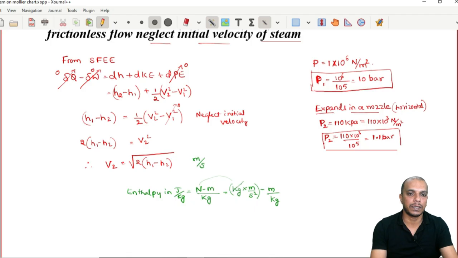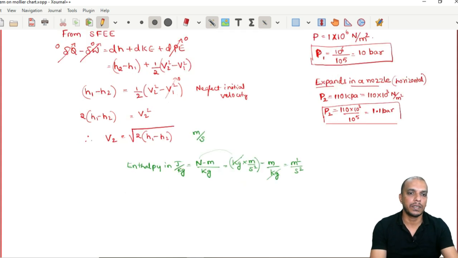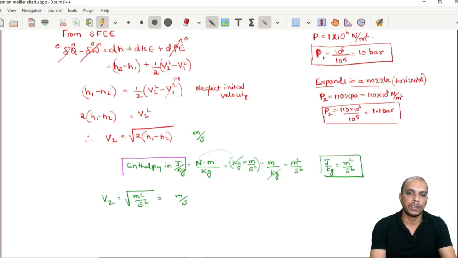Now, this kg cancels out. All you will have is meter square per second square, which means joule per kg is nothing but meter square per second square. So, in V2 equal to square root of meter square per second square, the square root gets cancelled out and we will get it in meter per second. So, it is very important that we substitute enthalpy in joule per kg. We will come back to equation 1 after finding out the enthalpy values from the Mollier chart.